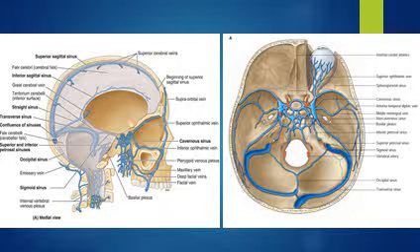In this diagram we can see the location of the cavernous sinus, its draining channels and tributaries. This is the body of the sphenoid. On each side of the body of the sphenoid, this is the cavernous sinus, which extends anteriorly up to the superior orbital fissure and posteriorly up to the apex of the petrous temporal bone.